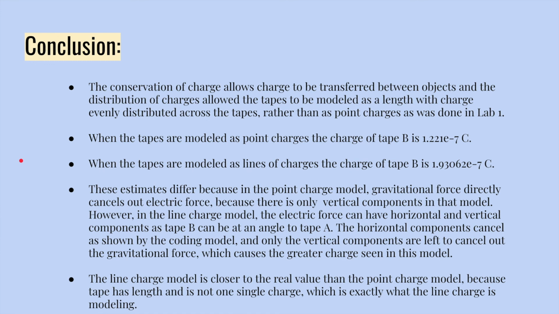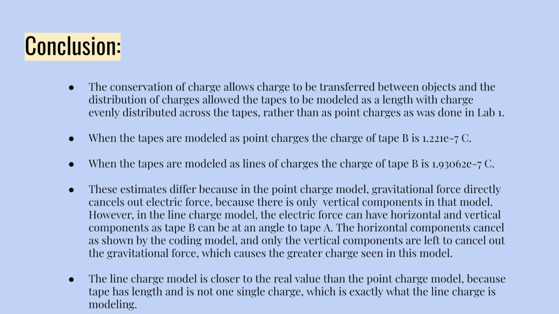And finally, the conclusion. The conservation of charge allows charge to be transferred between objects, and the distribution of charges allows the tapes to be modeled as a length with charge evenly distributed across the tapes, rather than as point charges as was done in Lab 1. When the tapes are modeled as point charges, the charge of tape B is 1.221 times 10 to the negative 7th coulombs. When the tapes are modeled as lines of charges, the charge of tape B is 1.93602 times 10 to the negative 7th coulombs.